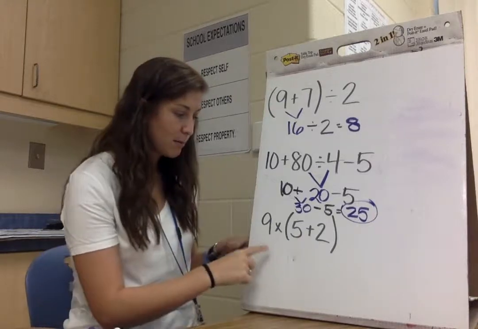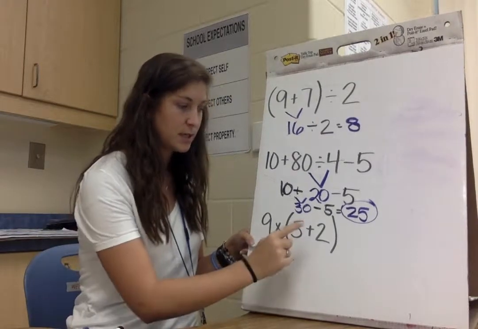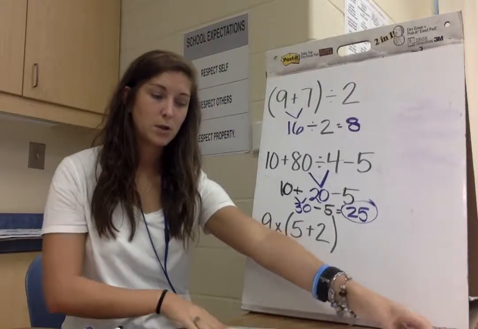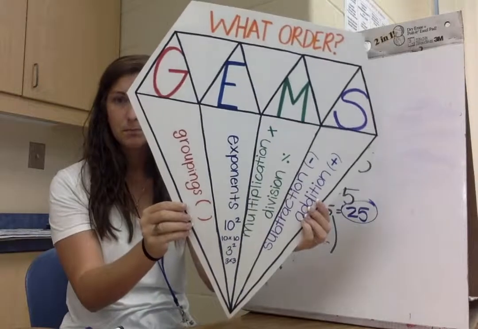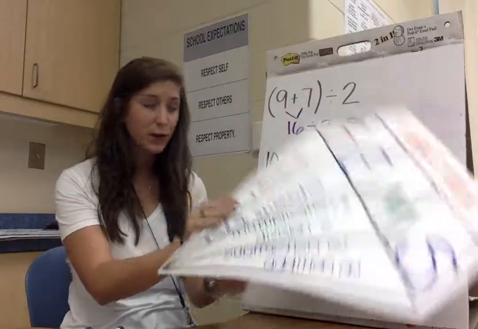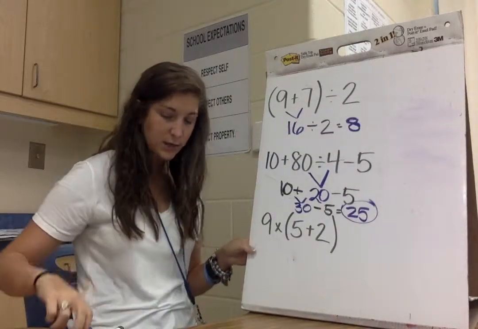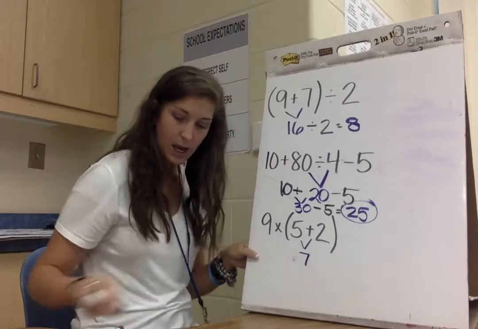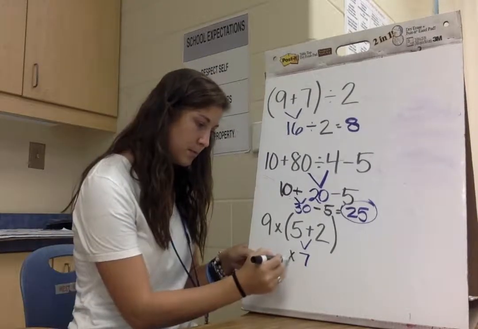Okay, last problem that I have, 9 times parentheses, 5 plus 2 parentheses closed. So again, referring back to my gems, I need to do my groupings first. I do have groupings. That's 5 plus 2, so that is 7. And I need to rewrite my problem.